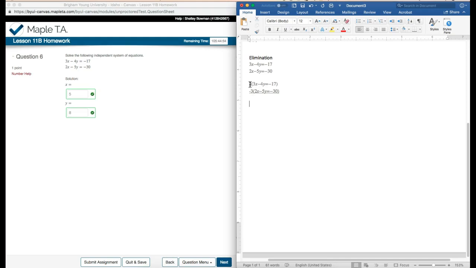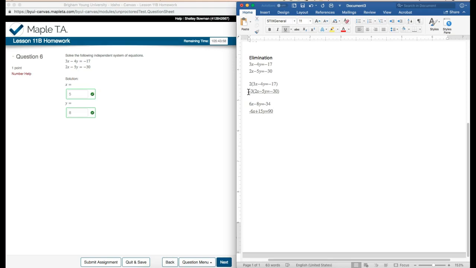Okay, so 2 times 3, I guess we should do that down here so I can show the next step. If you were doing this by hand, it would probably look a little nicer. 2 times 3 gives me 6. So this is 6x. And again, the distributive, 2 times negative 4 is negative 8. And 2 times negative 17 gives me negative 34. On the bottom I have negative 3 times 2x, and that will give me negative 6. And then negative 3 times negative 5 gives me positive 15. And then negative 3 times negative 30 makes it positive 90.